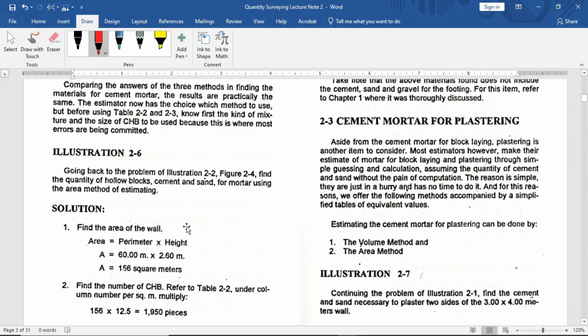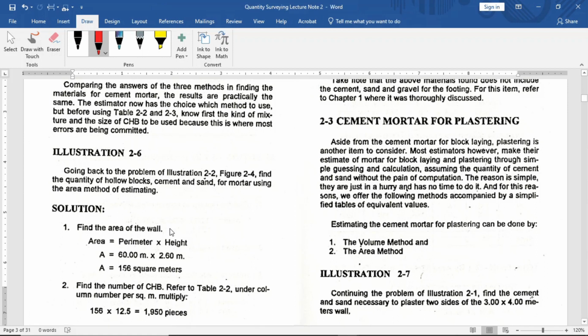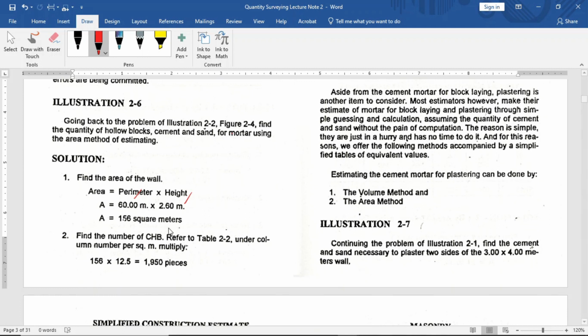So, find the area. Keep in mind na itong problem na to ay walang columns na binigay sa atin. So, ito yung perimeter natin, as is na 160 meters. Tapos, ang height is 2.6. So, given rin yon sa illustration 2-2. So, ang area is 416 square meters.